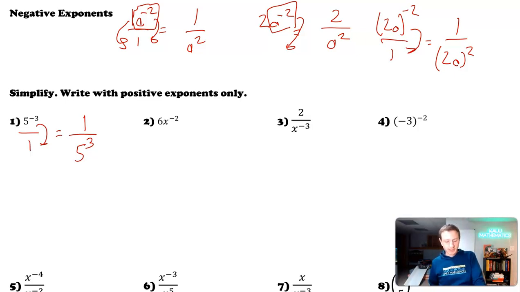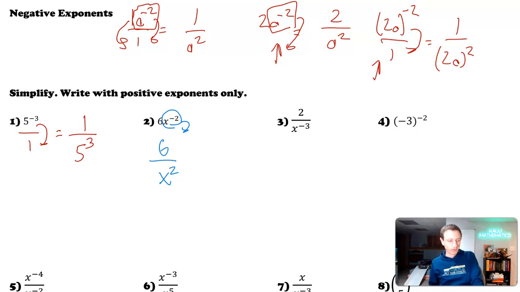Number 2, 6x to the negative 2. The x to the negative 2 is the only term being raised to the negative exponent, just like I was talking about with the differences between when we'd move something and when we wouldn't. So in this case, I would leave it as 6 over x to the second. Only the x has the negative exponent, so the x has to go down to the denominator, and the 6 stays on top.